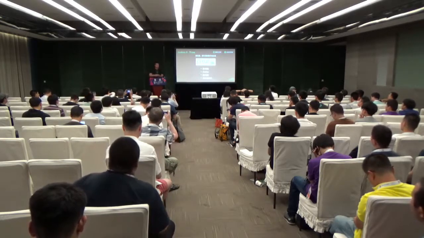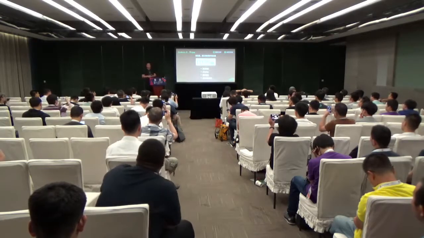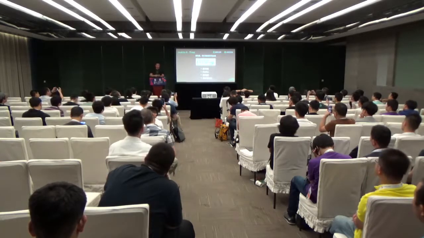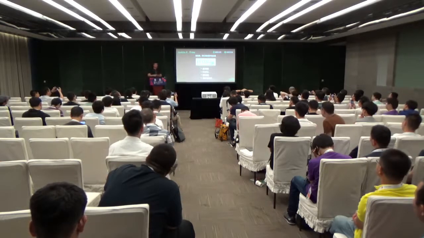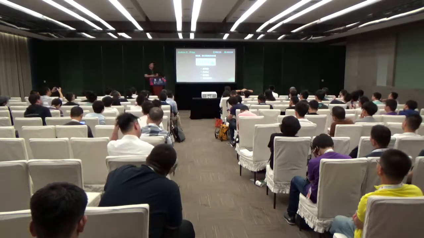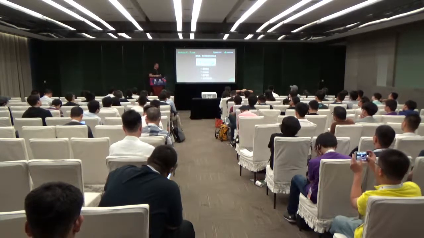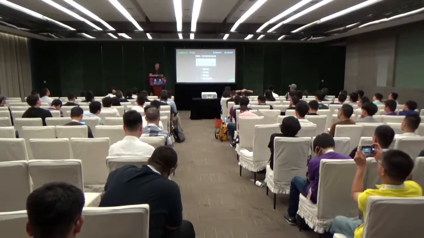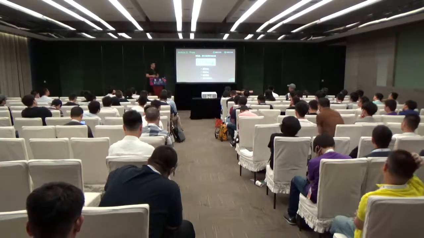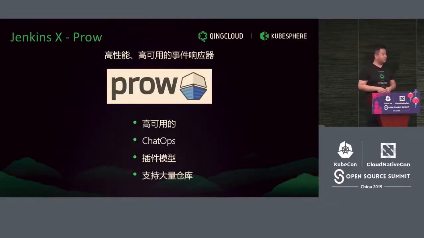Actually, it was born on the basis of K8s. It has many repositories. Every day, tens of thousands of CI/CD tasks run on the serverless platform. So many messages come to K8s through Prow and through other modules of the CI/CD to be consumed. And also Prow can support ChatOps, so we can use comments to, for example, allocate tasks and shut down these kinds of tasks. So Prow is such a high performance and highly available event reactor.